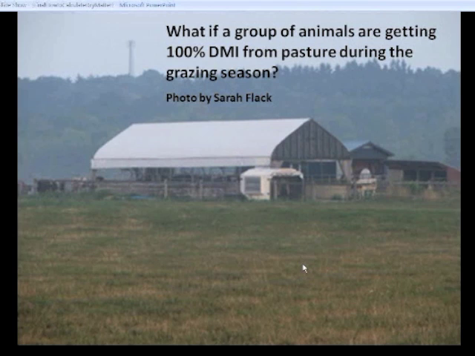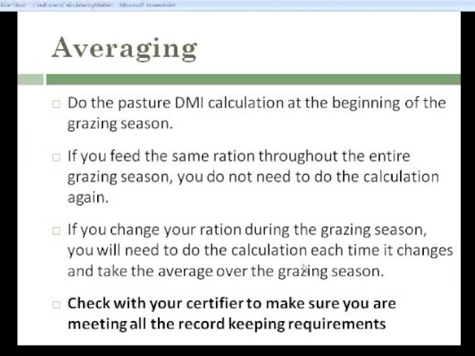And then you would come up with a calculation that shows 100% of your dry matter intake is from pasture. But you still need to keep those records. You'll want to keep some grazing records of when you turn out at the beginning of the grazing season. You'll want to keep records if at some point during the grazing season you do need to feed some additional bales of hay or something like that, or if you need to feed some grain to one of the groups of animals. And then take the average over the whole grazing season. If you don't change your ration during the grazing season, then you don't need to redo the calculation.